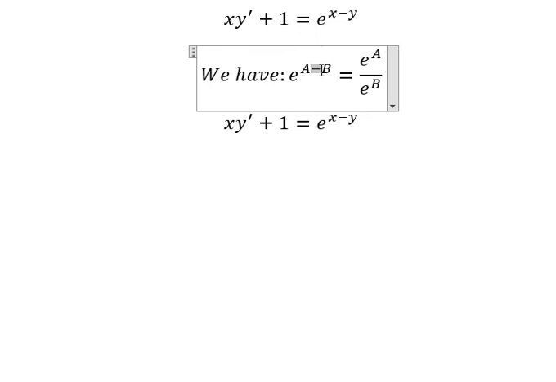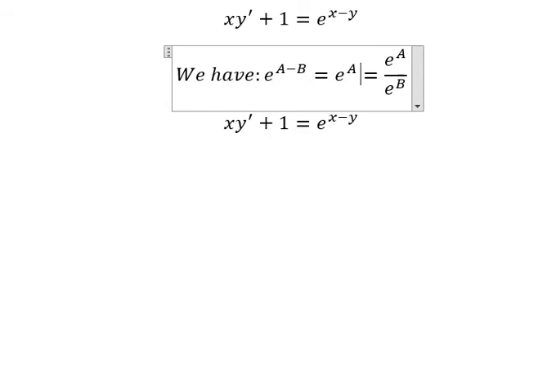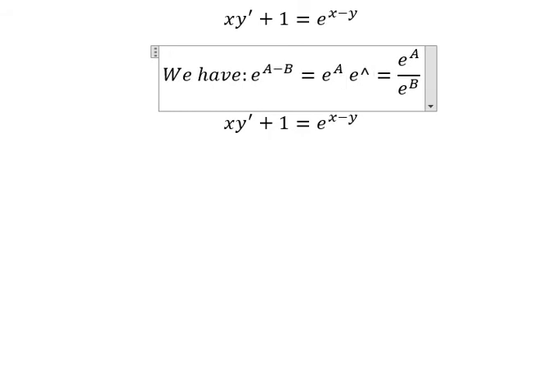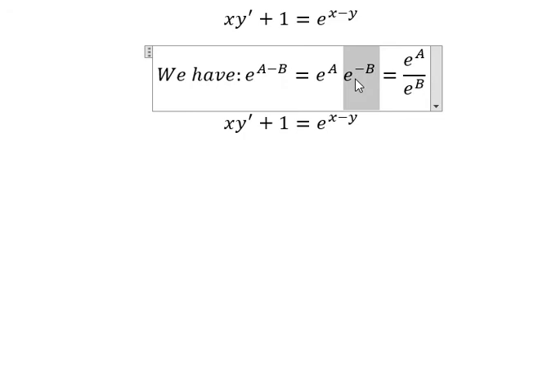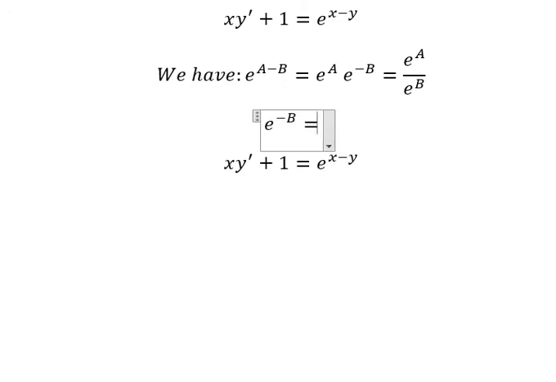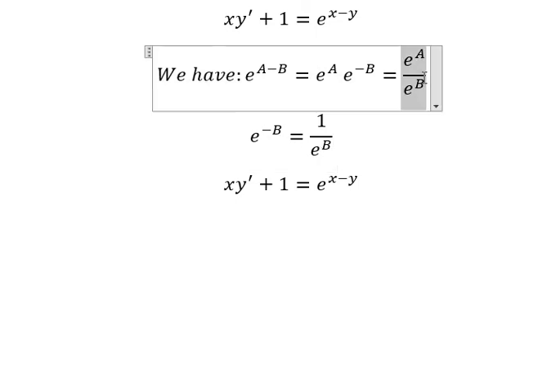Because this one we have the negative side, so in this situation we have e to the power of a multiplied by e to the power of negative b, and we know that this one is about 1 over e to the power of b based on the formula of the power in here. That's why we have this one.